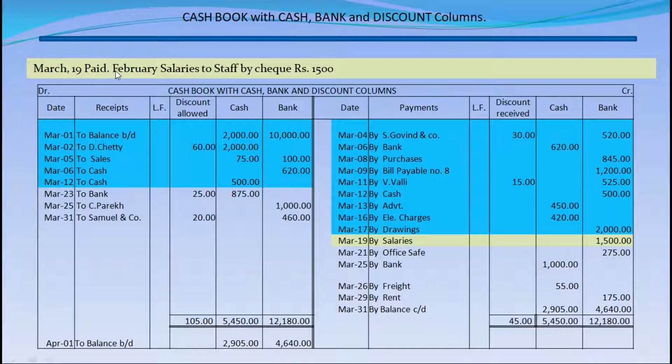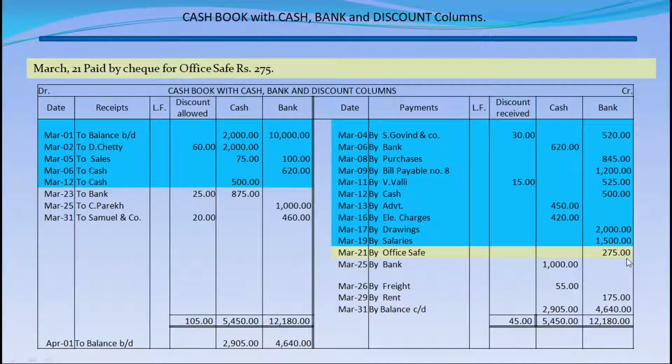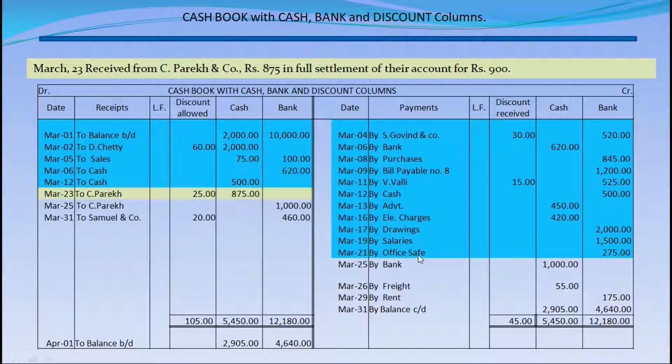March 19, paid February salary to staff by check. This is again a payment through check, so we have to record on the credit side of the bank column 1500, March 19 by salaries. Paid by check, office safe for 275. This is again a payment by check. That means you have to record it on the credit of the bank column 275, March 21 by office safe.